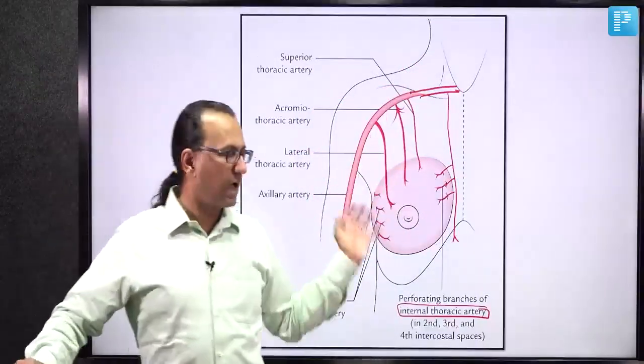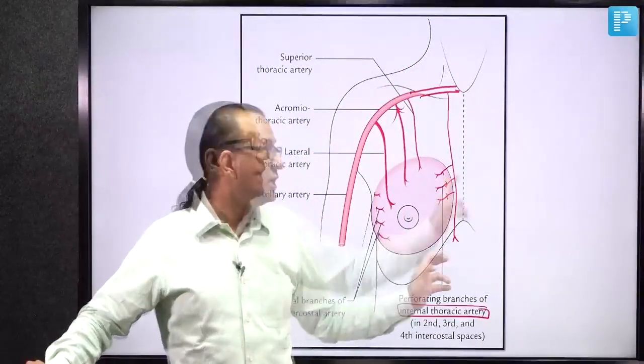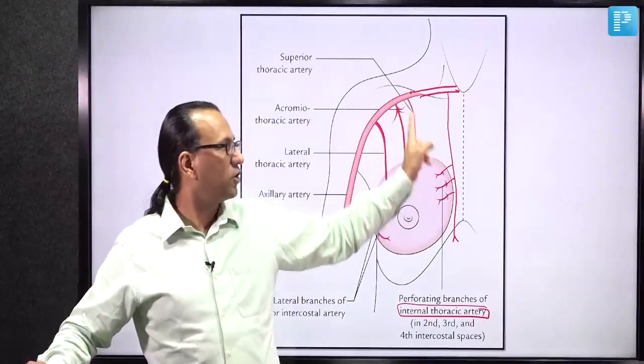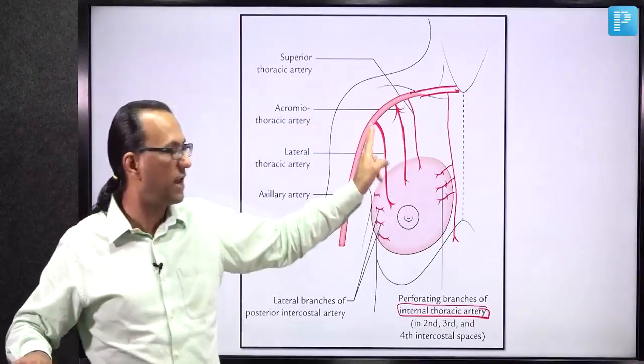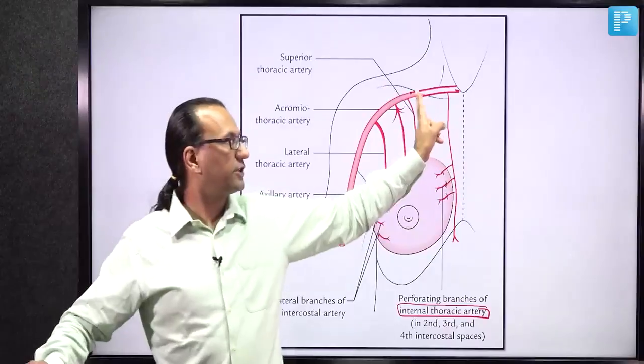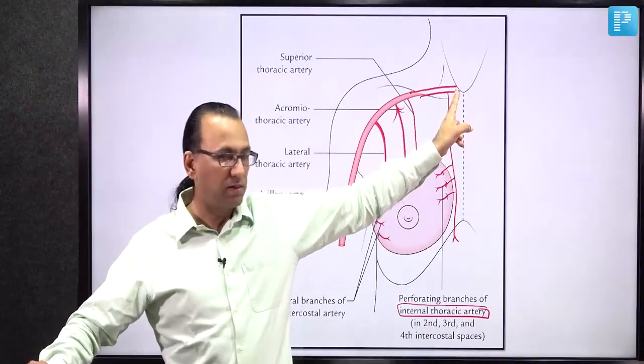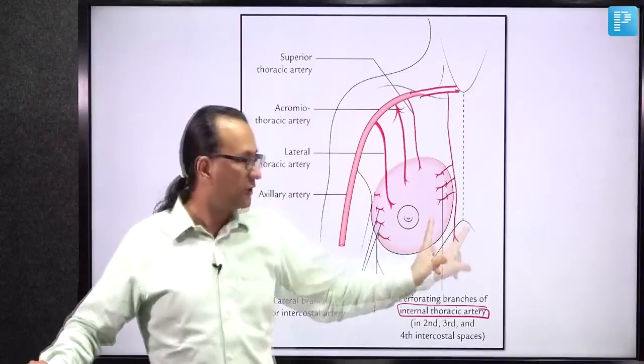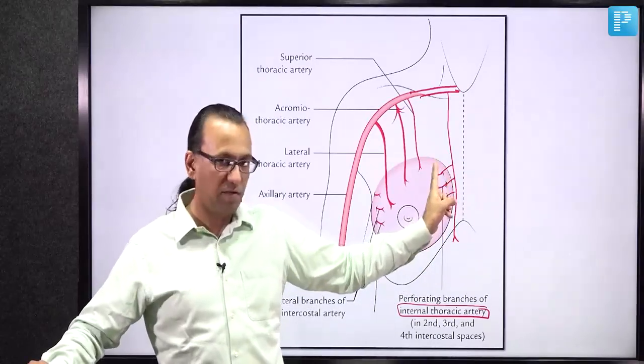The mammary gland is a highly vascular structure. As you can see, it is supplied by many thoracic arteries, namely the internal thoracic, the acromiothoracic, the superior thoracic, the lateral thoracic. As you can see, the first part of the subclavian artery will be giving the internal thoracic artery, which is parasternally running and supplying the medial aspect of the mammary gland.